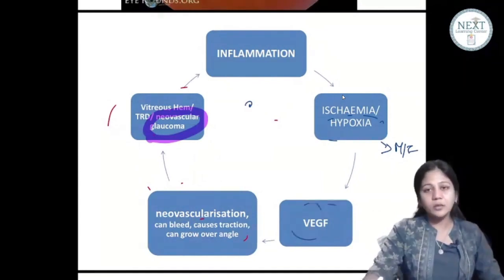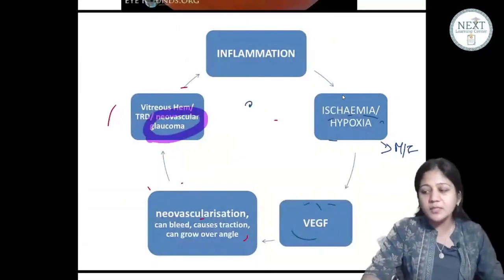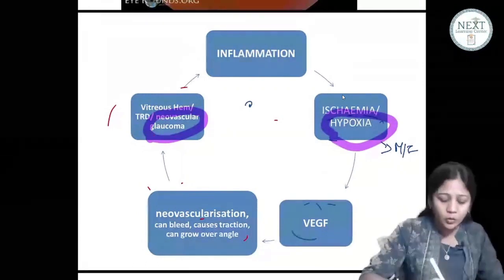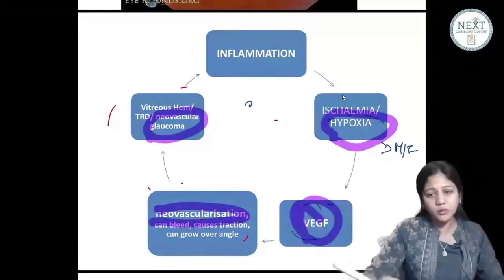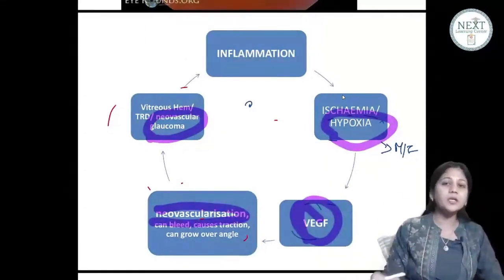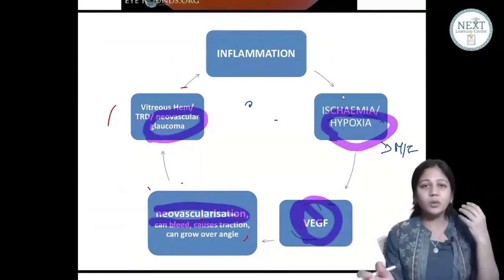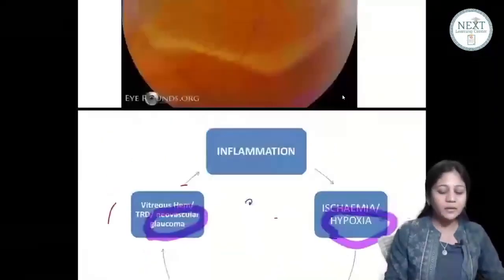So if I ask you, what is the stimulus for VEGF secretion? What is the stimulus for VEGF secretion? It is hypoxia. What is the stimulus for new vessel formation? It is VEGF. The stimulus for new vessel formation is VEGF. Okay? So this is a cascade which everybody should know and understand. If you remember this cascade, you will understand everything in retina. Okay, bache? Now let's come back to our TRD.